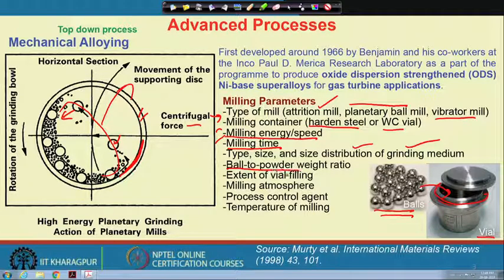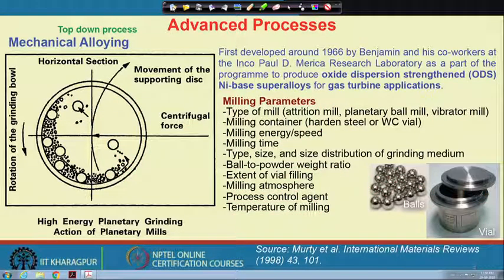Another important aspect is the weight ratio between the ball, that is the grinding media, and the powder that we want to mechanically alloy or simply reduce in size. Then there are the extent of vial filling and the milling atmosphere, which could be inert or at a different temperature. We can also do milling at cryogenic temperature, which is called cryo milling. There may also be a process controlling agent if some reaction goes on, and the temperature. These are some of the very important aspects of mechanical alloying processes.